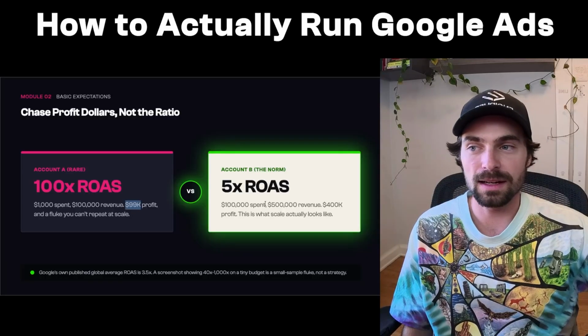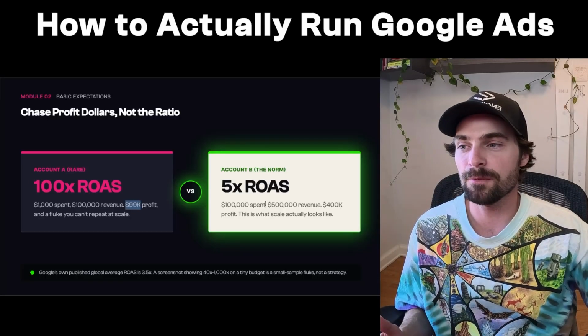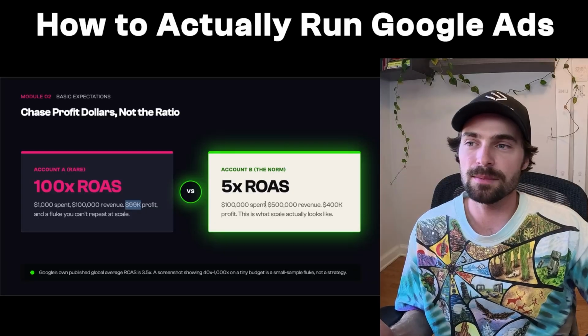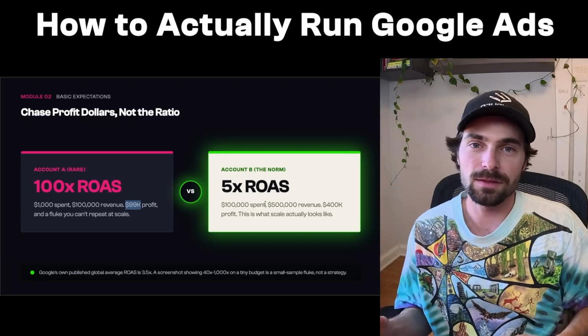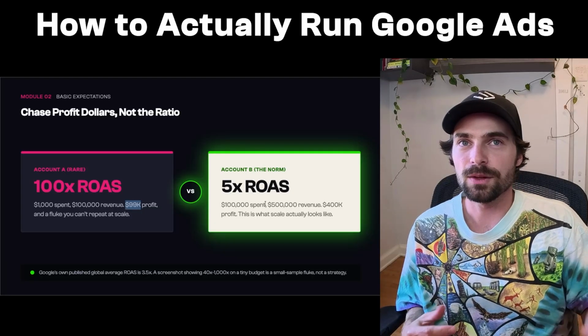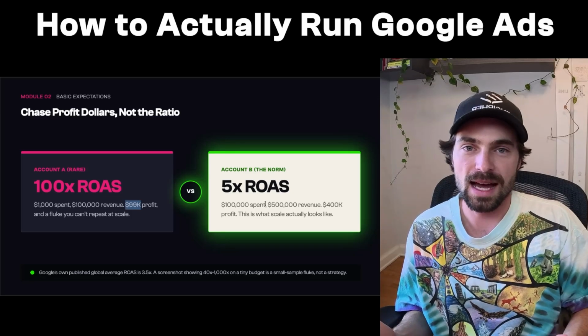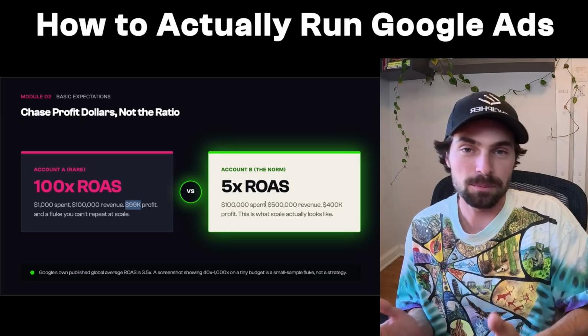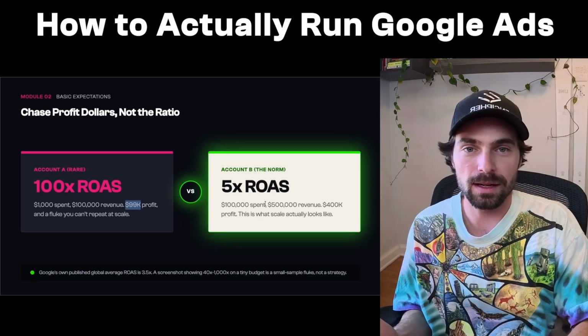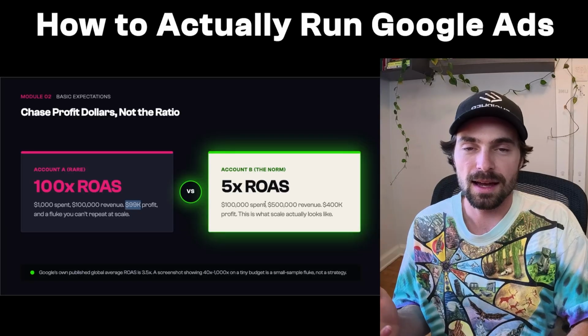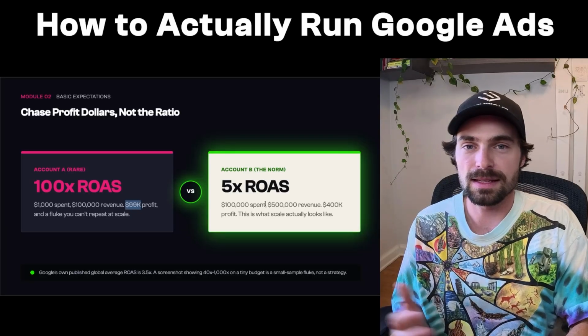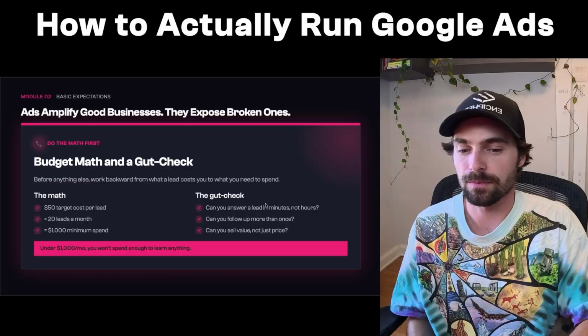So that is a very clear expectation that I want to set with everybody. If you're chasing these huge ROAS numbers, Google Ads probably isn't going to be for you, and you are going to be disappointed when it doesn't happen. But it can happen, but most of the time it's a fluke. Go look up the law of diminishing returns after you watch this video and see how that applies to paid advertising.